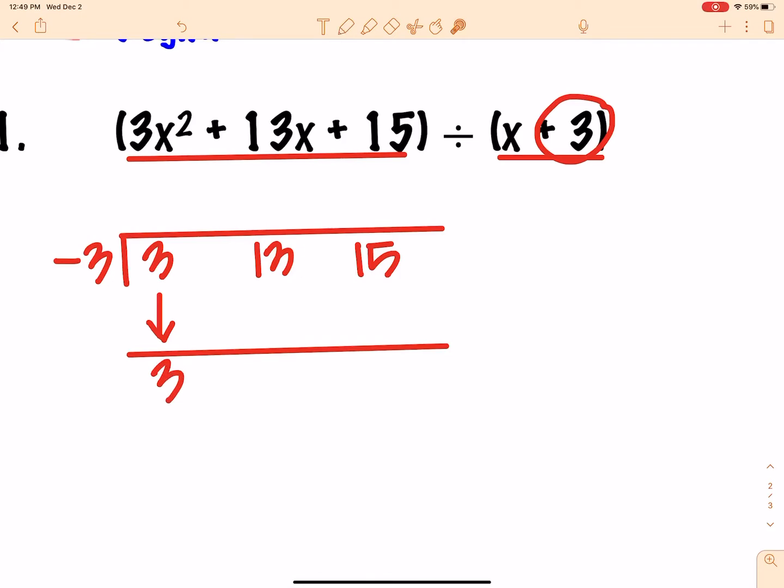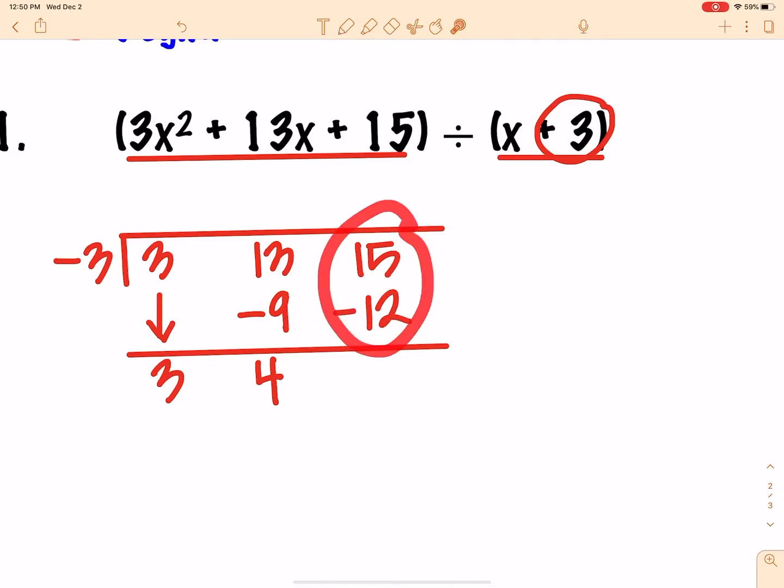You do 3 times the outside number. So 3 times -3 is -9. And now you add those two numbers together. 13 minus 9 is 4. And now you repeat it again. 4 times -3 is -12. And again, we add: 15 minus 12 is 3.